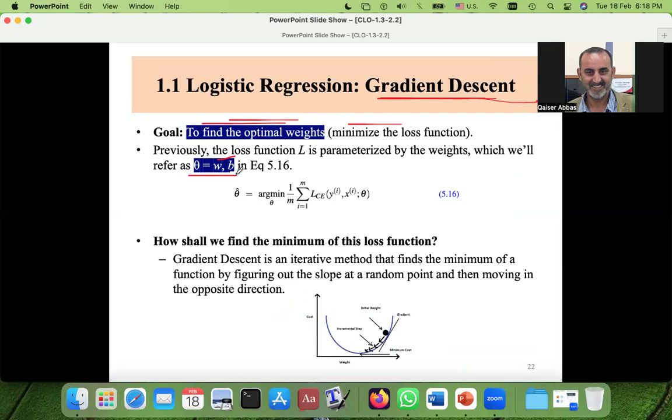And theta will represent what? It will represent weights. I am calling it simply weights because bias is also a weight. So weights mean W's and B, nothing else.